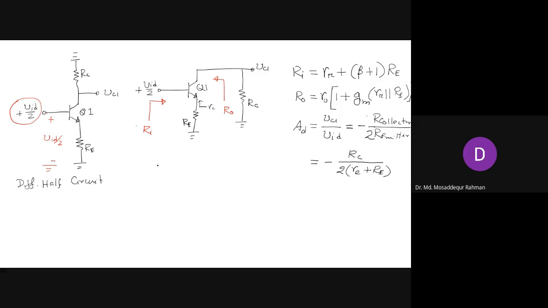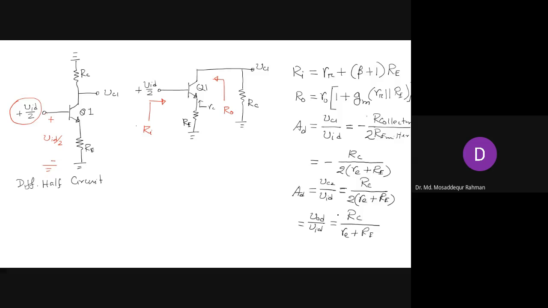Now from this we can deduce the other gain expressions. That is the differential gain if you are taking the output from the other collector, VC2 by VID. This is negative, and that will be positive, with the same magnitude. So same expression, but with positive sign. And then the differential gain with differential output, that is VOD by VID, will be twice of this gain. So it's just RC divided by RE plus re.